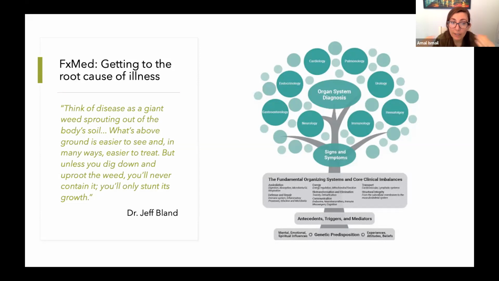Jeffrey Bland. So if you think of the disease as a giant weed that's sprouting out of the body soil, in your garden, this giant tree, what's above the ground is easier to see, and in many ways it's easier to treat. But unless you dig down into the roots, you can never uproot it. So you'll only contain it, but you won't be able to treat it. So what we want to do is, we don't want to do symptom management. We actually want to reverse the dysfunction.